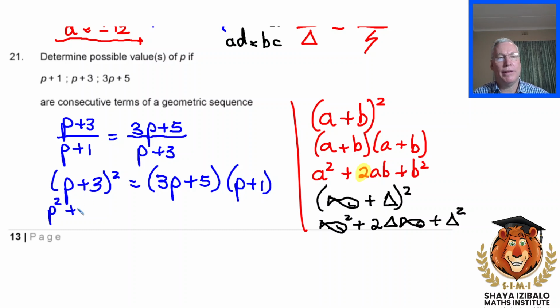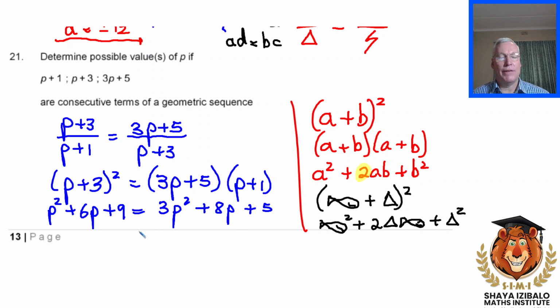P squared plus 6p. That 6p is 3p, that times 2, 6p, plus 9. On the right-hand side, we've got 3p squared. We've got 5p, and we've got 3p. We've actually got 8p, and then we've got plus 5.